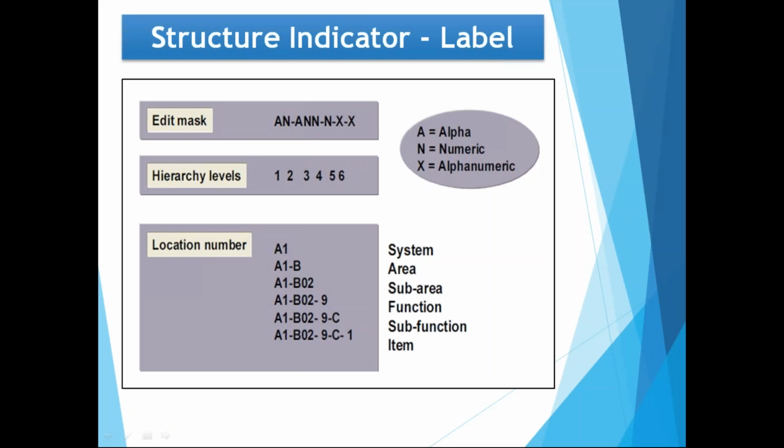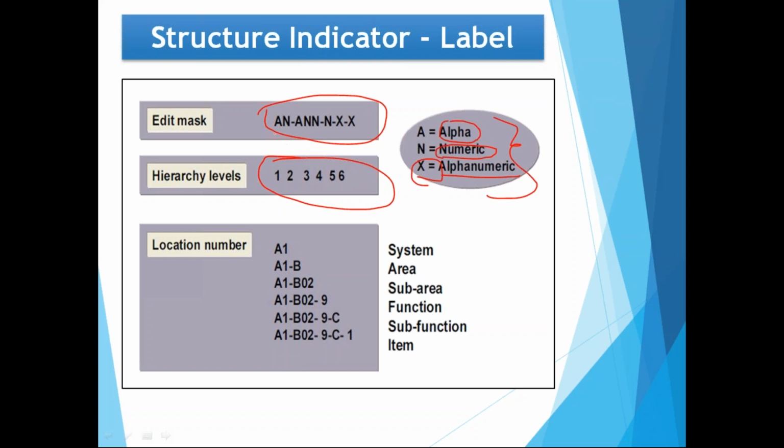This is the one. Okay, so here this is your coding template, and this is your hierarchy levels. How many levels do we have? Here we have 6 levels. Now here A means only alphabeticals are allowed. N means only numerics are allowed, numbers like 1 2 3 4. X means both are allowed, alphanumeric.